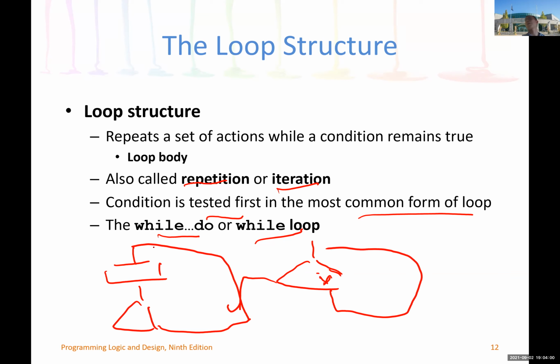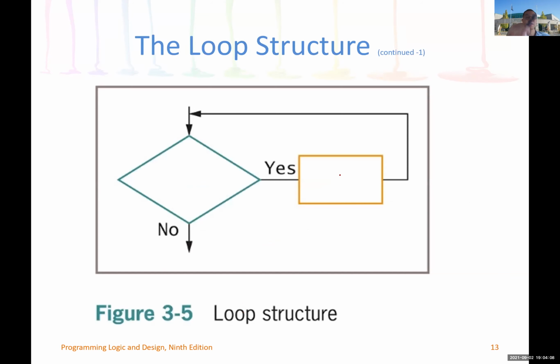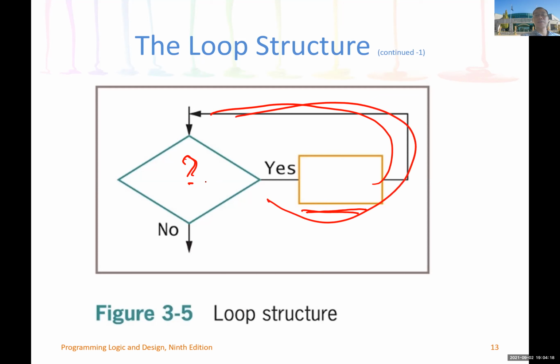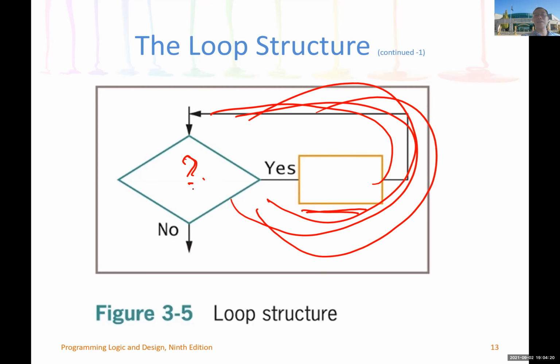Normally programs work with pre-check. You have to check the condition first before you work with the loop. So here you have the condition. Yes, do the action. Again, check the condition. If still yes, do it again, and again, until the condition is no, and you exit here.